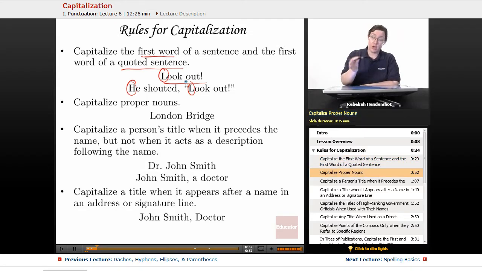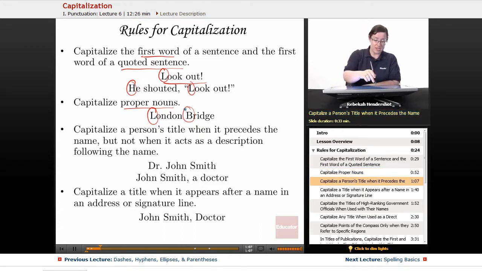Not too hard. You also capitalize proper nouns, as you would have found in our lesson on proper nouns in the basic grammar course. So when we're talking about London Bridge, there's only one London Bridge in all the world, so you capitalize the L and B in London Bridge.